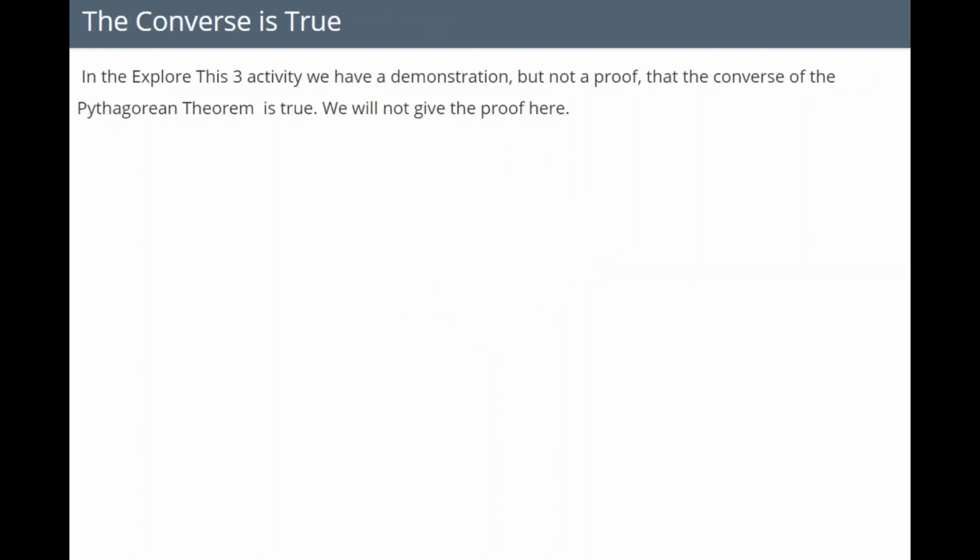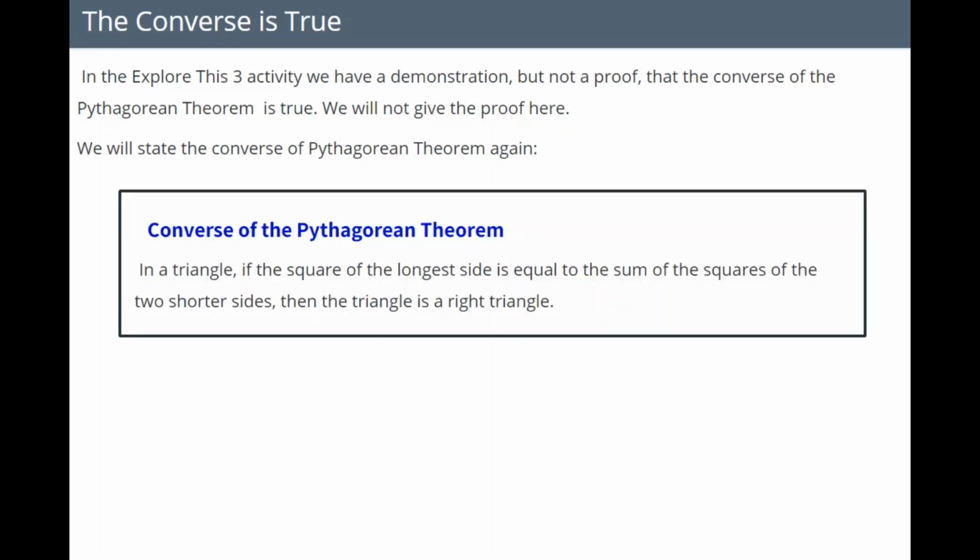In the Explore This 3 activity, we have a demonstration but not a proof that the converse of the Pythagorean theorem is true. We will not give the proof here. We will state the converse of the Pythagorean theorem again. In a triangle, if the square of the longest side is equal to the sum of the squares of the two shorter sides, then the triangle is a right triangle.